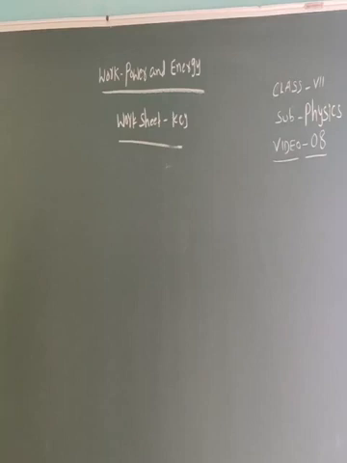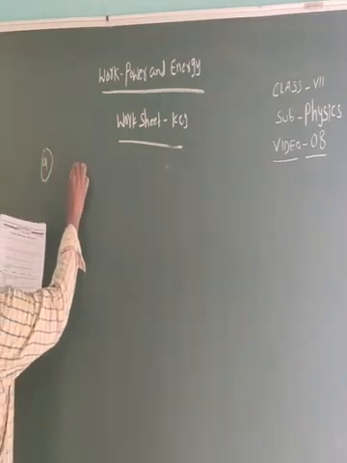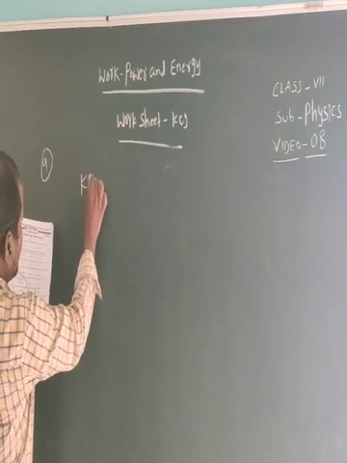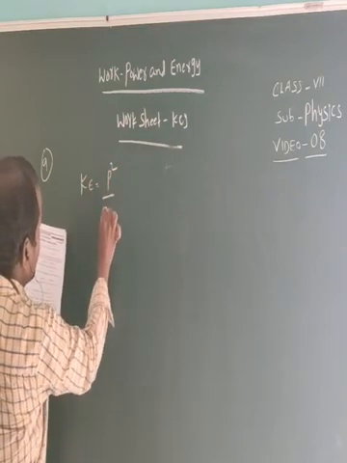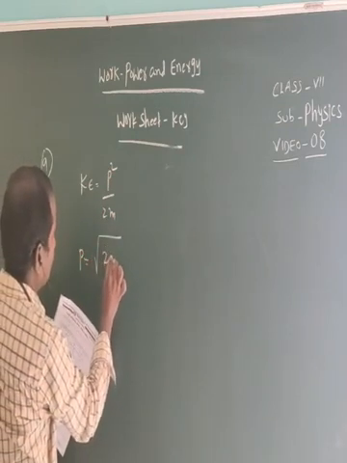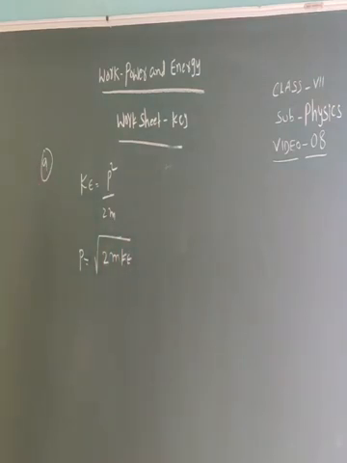Okay, next. When the momentum of a body is doubled, how does the kinetic energy change? Let's take the relation between kinetic energy and momentum: K equals P square by 2m, or P equals root of 2mK. It is a relation between kinetic energy and momentum.